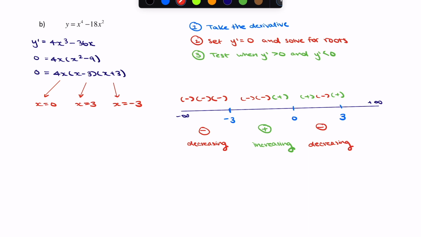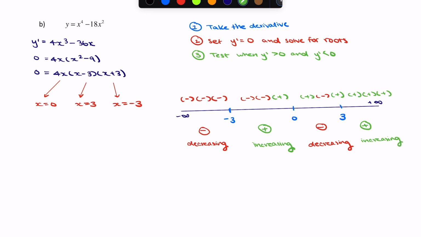And finally, from 3 to infinity, here we'll sub in 4. So 4 times 4, positive. 4 minus 3, that will still give you a positive value. And then 4 plus 3 will be positive. So here it's positive, and it is increasing.